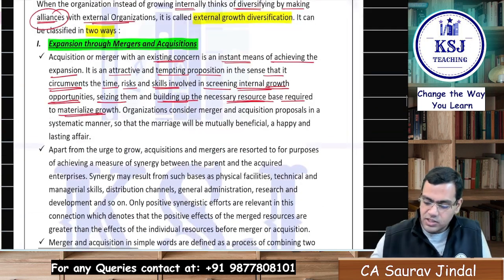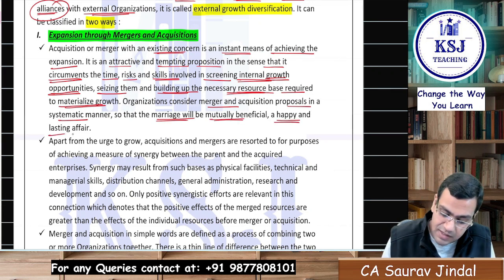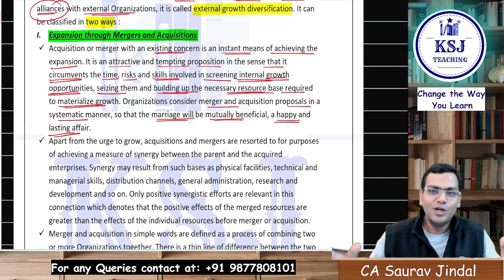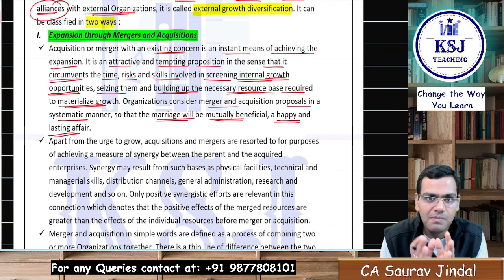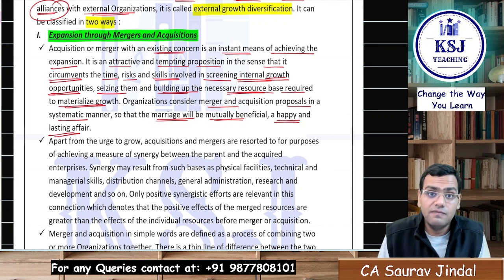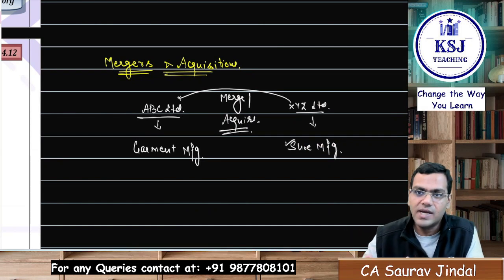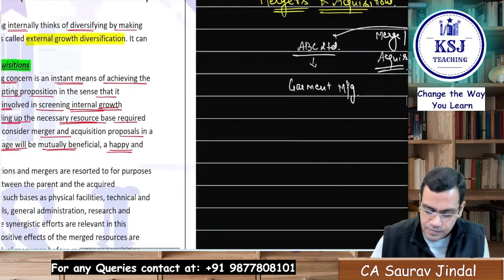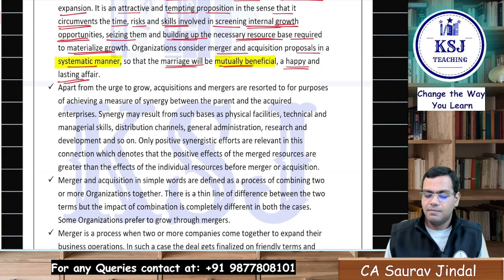So organizations consider the merger and acquisition proposals in a systematic manner so that the marriage will be mutually beneficial, a happy and a lasting affair, right? So when two people meet, when the two organizations meet, this is being considered as a marriage. So it should be beneficial for both. Obviously, it should be beneficial for ABC Limited also, and it should be beneficial for XYZ Limited also. Right? So it should be mutually beneficial. It is being conducted in a systematic manner.